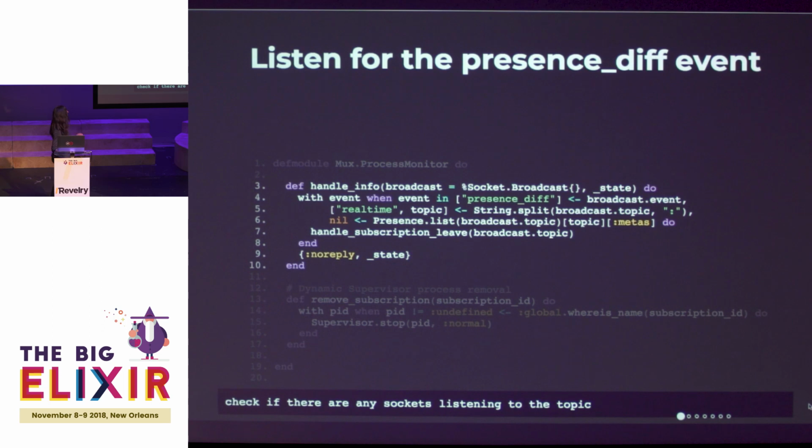And here's a small example of that. So this is our GenServer process, this is our process monitor. We are just filtering for presence diff events that happen over that channel. When we find one, we say Presence.list for that topic, and then if it gets back nil, we know that we can then ask to remove that particular process.